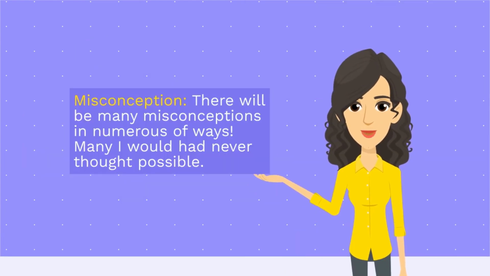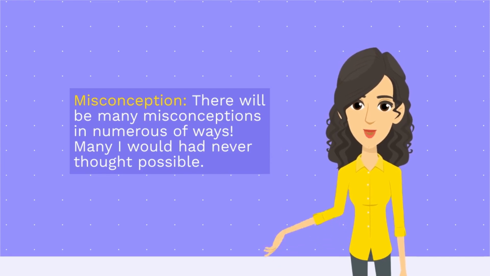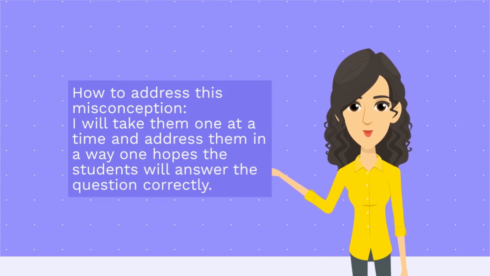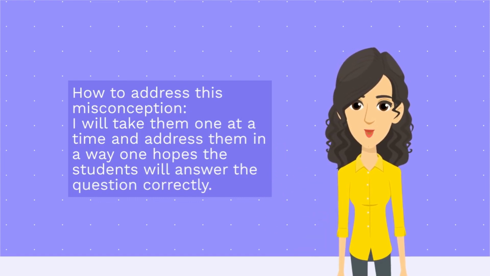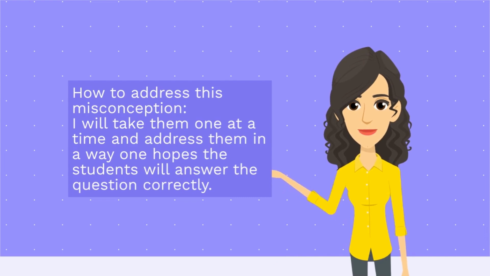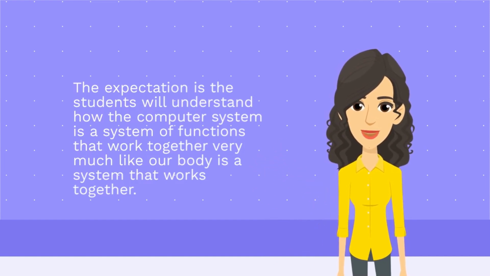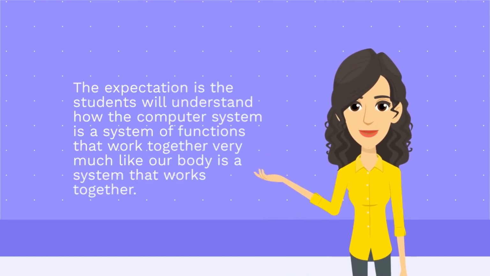Misconception. There will be many misconceptions in numerous ways, many I would have never thought possible. How to address this misconception? I will take them one at a time and address them in a way that, one hopes, the students will answer the question correctly. The expectation is the students will understand how the computer system is a system of functions that work together, very much like our body is a system that works together.